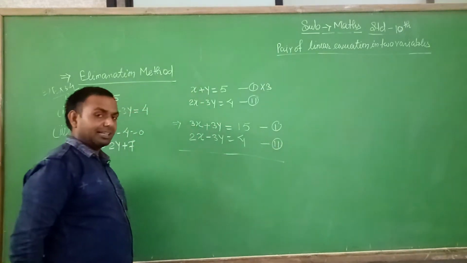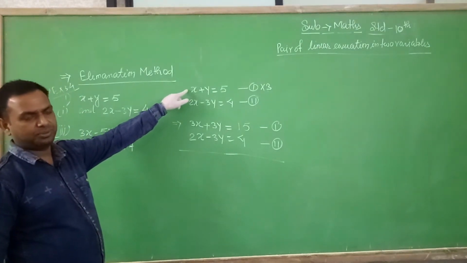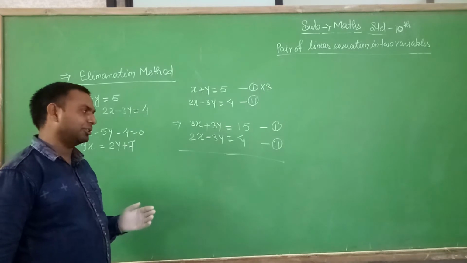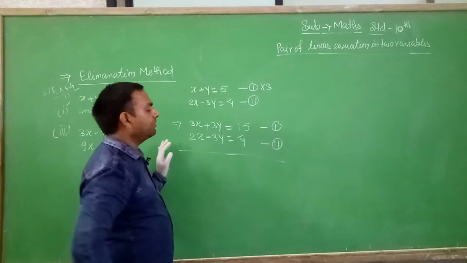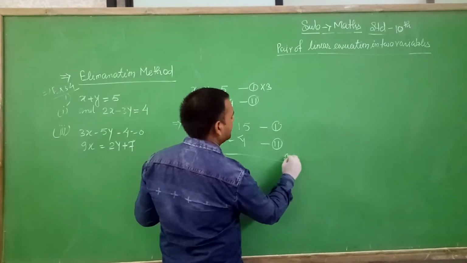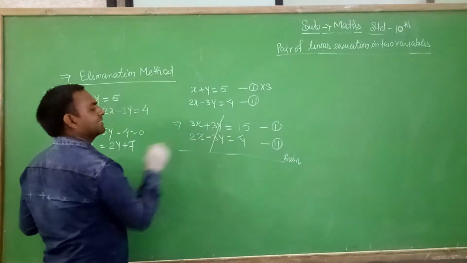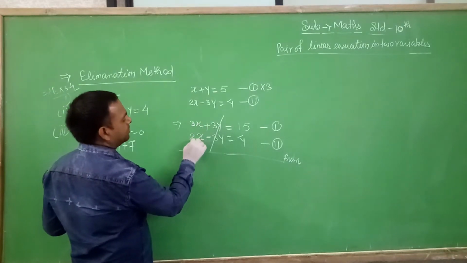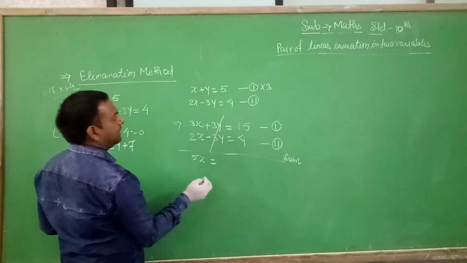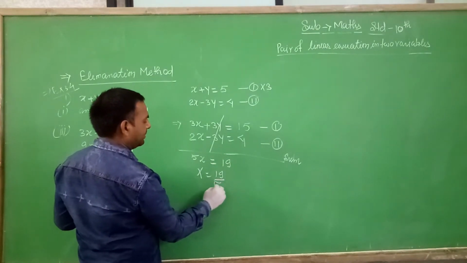Here you see, you can also do it with x. Suppose here is a 2x, so here you multiply by 2. But you see the sign: here is a 3y positive and 3y negative. If the signs are different, then after the addition, or sum, of the two equations, the positive and negative terms cancel each other. So 3x plus 2x is equal to 5x, it is equal to 15 plus 4, which is 19. So x is equal to 19 divided by 5.